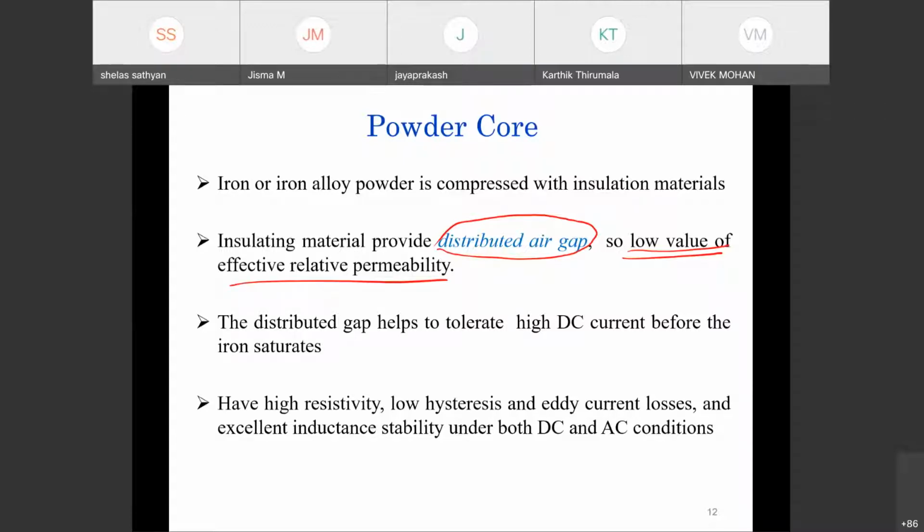Once the relative permeability of the material reduces, that is something which is not desirable, but one desirable thing is happening: you could have a high DC bias current capability. So what do you mean by the DC bias current?